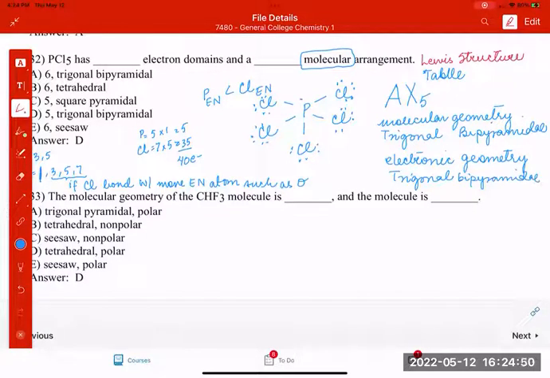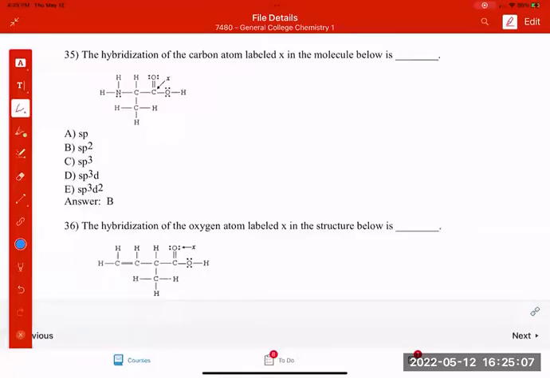Okay, so let's look at the next one now. Now let's look at the hybridization. The hybridization of the carbon atom labeled X in the molecule below. So we are looking at the hybridization of this carbon atom. For that, you are going to look at how many electron groups are around the carbon atom. So how many electron groups are there? 3. Everybody agree to that?